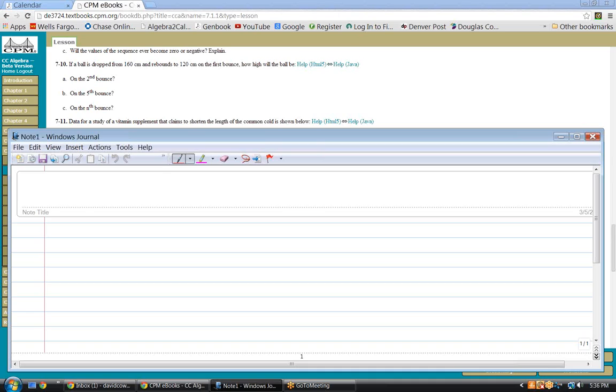Okay, go ahead. So, if you drop a ball from 160 centimeter height and it rebounds to 120 centimeters on the first bounce, what percentage is it bouncing up? Or what fraction? The fraction would be 120 divided by 160, which is 3/4. In other words, every time the ball bounces, it bounces 3/4 as high as the previous bounce.